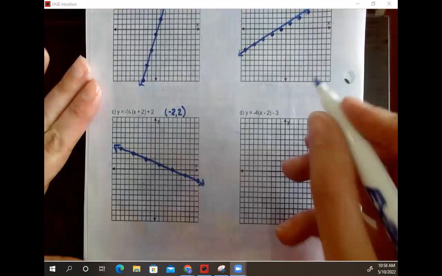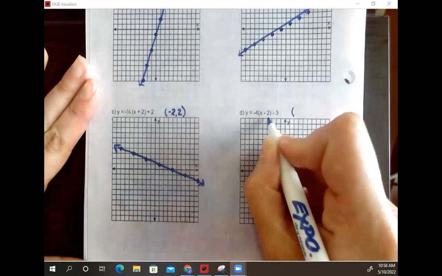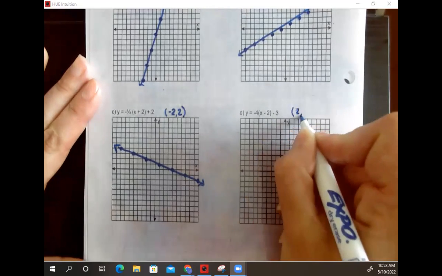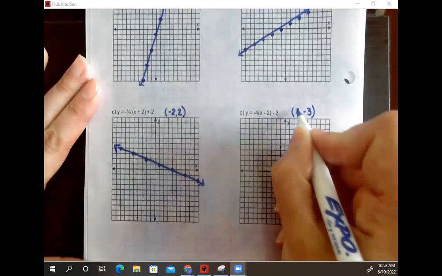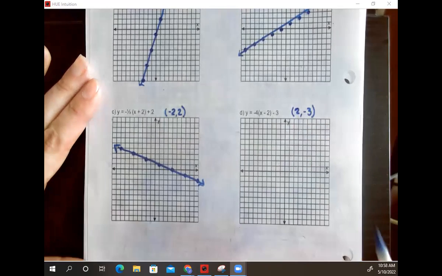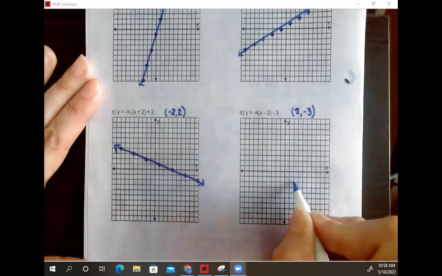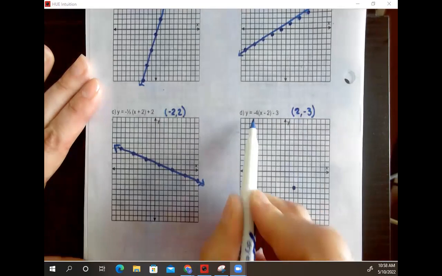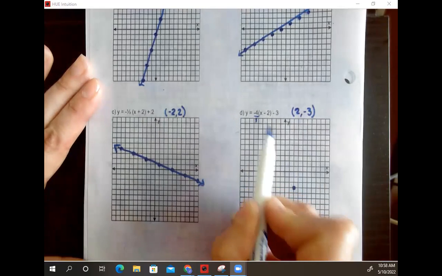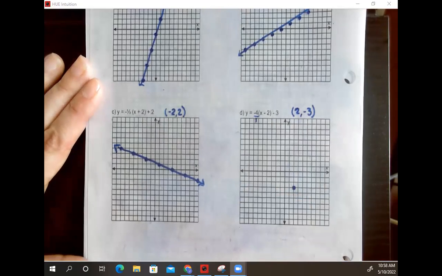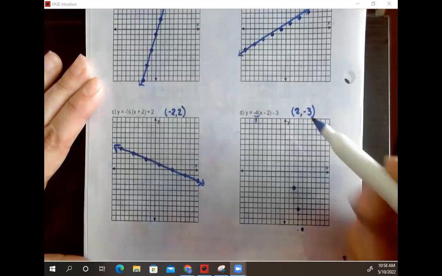We want to start by identifying our point from our function. That would be 2, -3. I'm going to plot that. 2, 1, 2, 3. And then my slope is -4. So I'm going to write that as -4/1 again so I can see the rise and run. So this tells me I go down 4, 1, 2, 3, 4, and forward 1. Just off the graph on that last one.